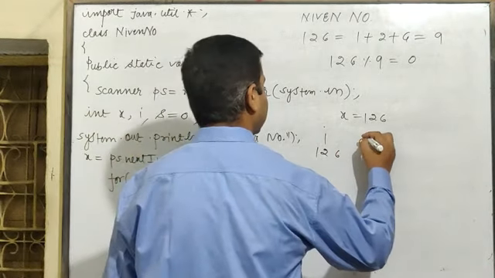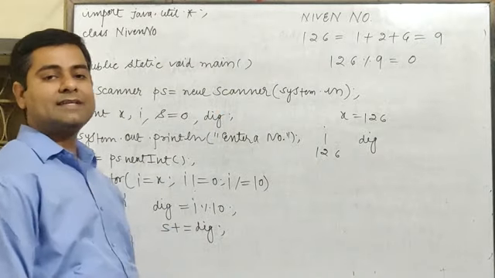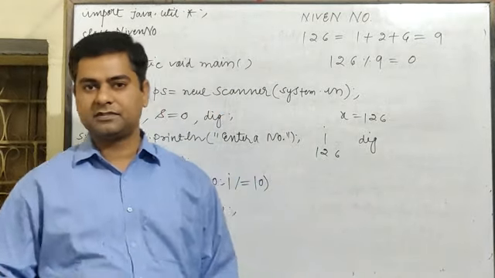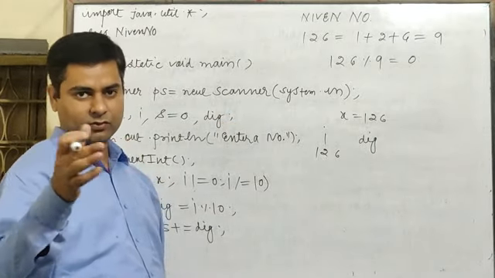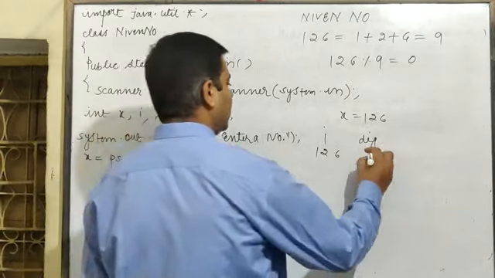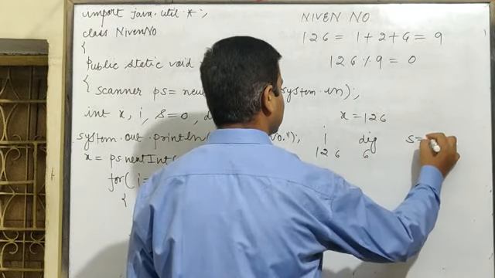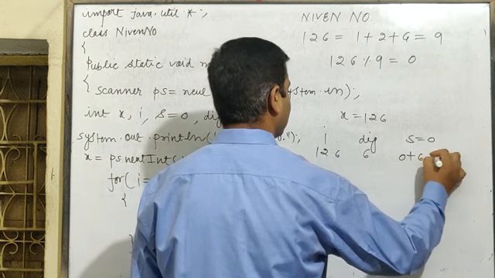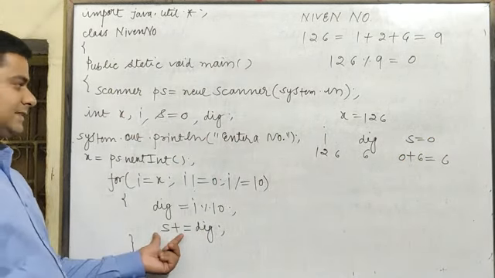Now the digit we are taking here. Digit equals to I modulus 10. 126 modulus 10. What will you get? 6. 10 ones are 10, 10 twos are 20, so 6 will be the remainder. Then the 6 will be added in S. This is the S. S is 0. So 0 plus 6. What will you get? 6. S is containing 6.